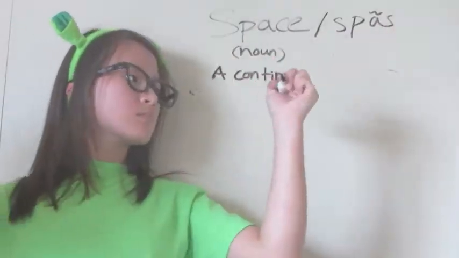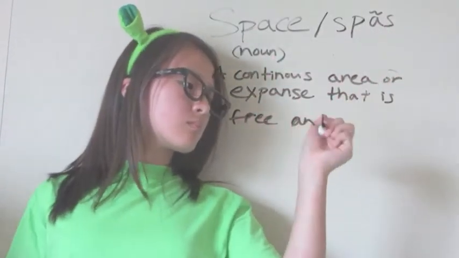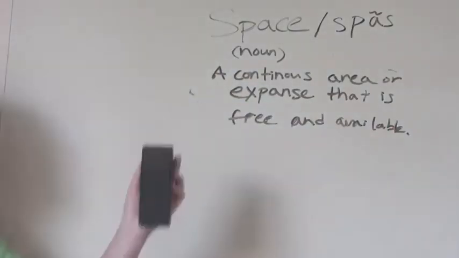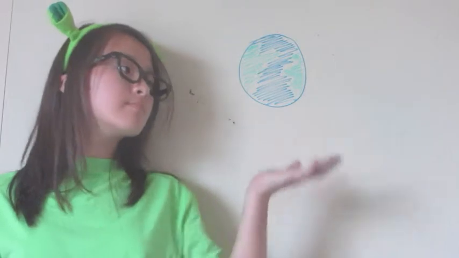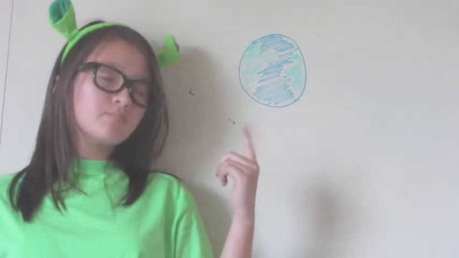Space is a continuous area or expanse that is free and available. Do you see the planet that is blue and green? This is a planet called Earth. There are humans, animals, and plants living there.